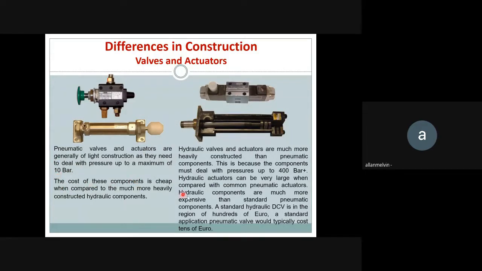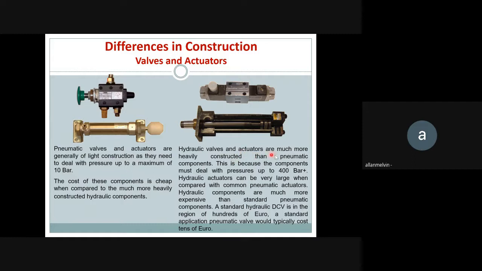We call it a light construction because it only operates at a maximum of 10 bars. The cost of these components is cheap compared to much more heavily constructed hydraulic components. It is not only because of the construction. When you are dealing with heavy loads, say thousands of tons, you cannot use a very light material. Even if you use stainless steel, it must be good quality, and when quality is involved, costs are higher. That is why pneumatic is much cheaper than hydraulic, because hydraulic uses more material, better steel, better alloy. If not, it will just spoil, so it won't fit the purpose.